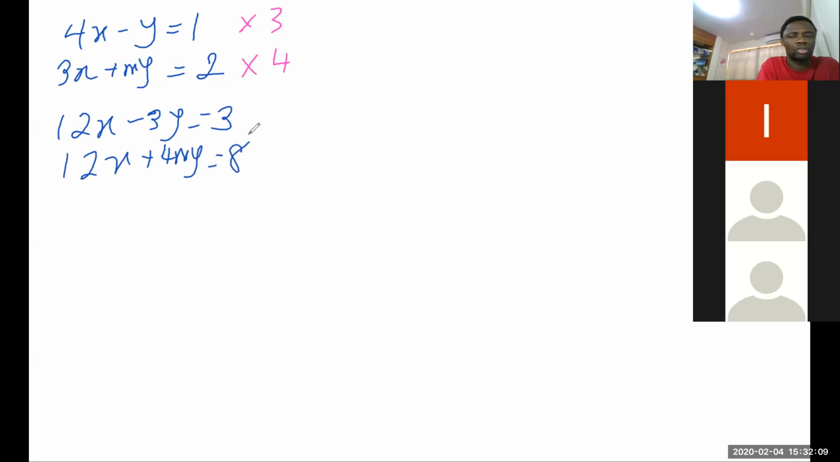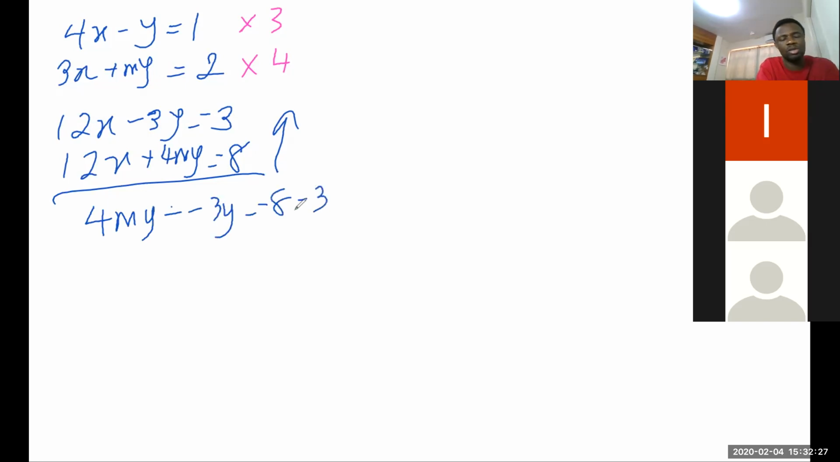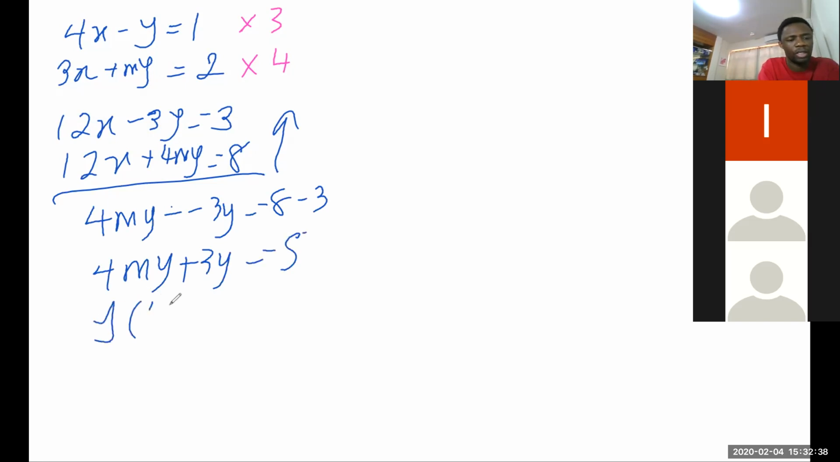So if I do equation 2 minus equation 1, I'm subtracting upward, okay? Because I want to avoid minus. I'm just being lazy. So I have 4my minus negative 3y, and I have 8 minus 3. I only wrote it in detail so it is clearer to us. So 4my plus 3y is equal to 5. Can you see? We're going back to the old stuff. y bracket 4m plus 3 is equal to 5. Does that make sense, everyone? So y is equal to 5 divided by 4m plus 3.